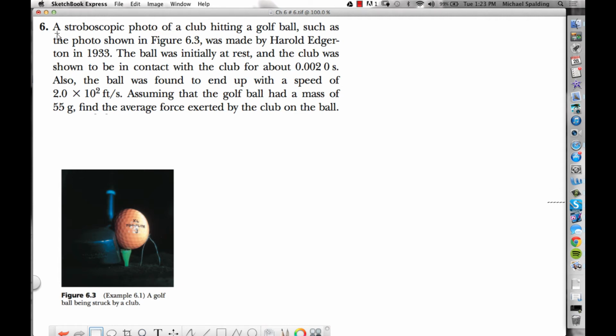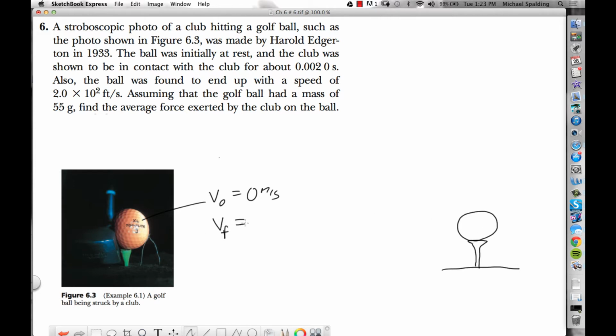Okay, so we have a golf ball. The initial velocity is 0. Okay, so for this ball, V initial is 0. And then the golf club comes along. So look, here's your golf tee, here's the little golf tee like this, and then here's the ball, right? So the initial velocity is 0.